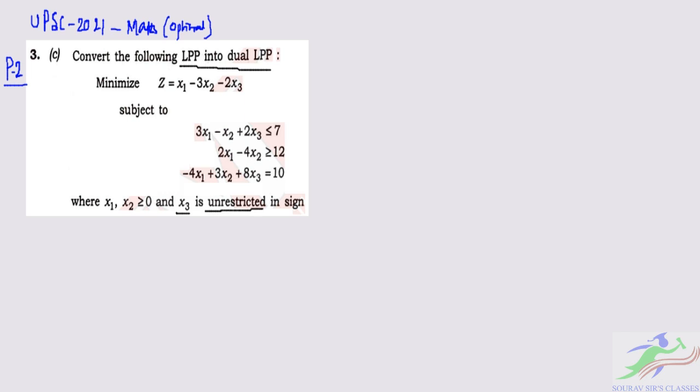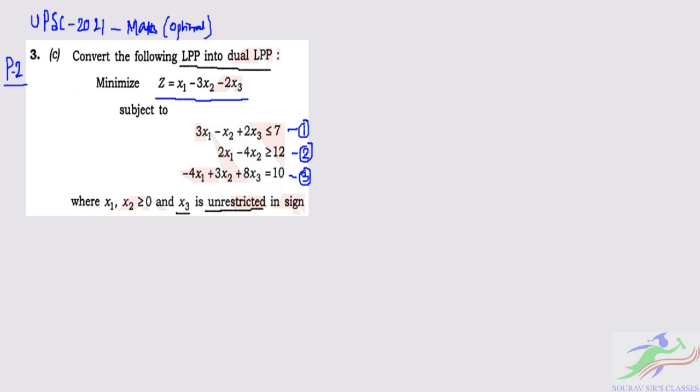Okay, so we have been given z equal to x1 minus 3x2 minus 2x3, subject to these equations. Minus 3x1 minus x2 plus 2x3 less than or equal to 7; let us take this as equation 1. 2x1 minus 4x2 greater than or equal to 12; let us take this as equation 2. And minus 4x1 plus 3x2 plus 8x3 equal to 10; let us take this as equation 3. And we have x1, x2 greater than or equal to 0 and x3 unrestricted in sign.